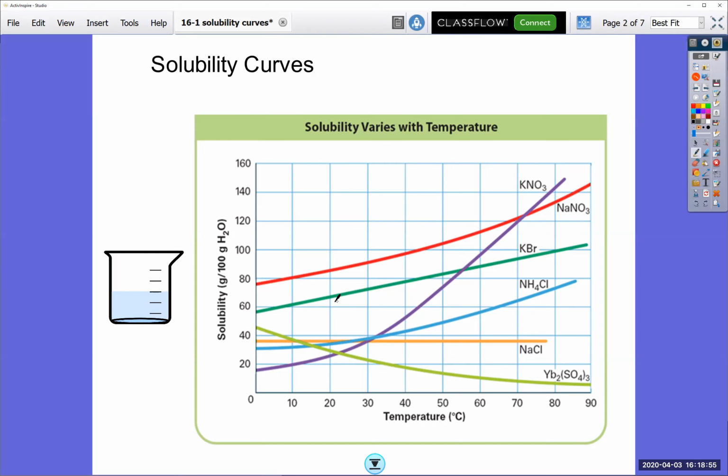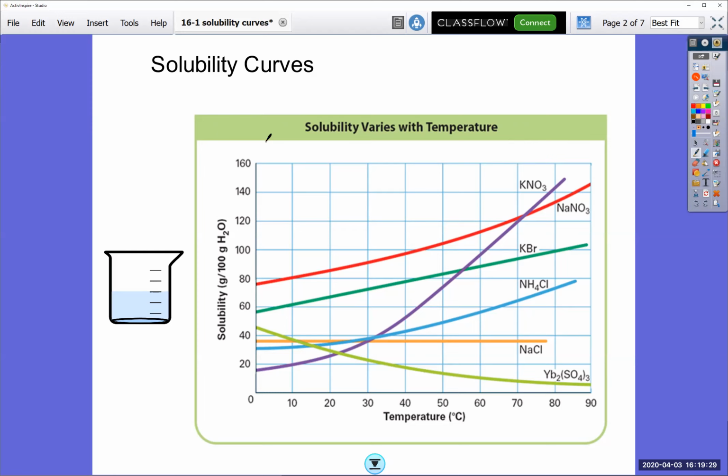Now, not every compound dissolves more when you heat it up. This compound here, ytterbium, which I can never pronounce correctly, sulfate, actually gets worse when you increase the temperature. You increase the temperature of your liquid, and it actually dissolves less. According to this graph, at 80 degrees Celsius I can dissolve about 10 grams of it, whereas if it was colder, I can dissolve about 40 grams at 10 degrees Celsius. So not every compound dissolves more when you increase the temperature.